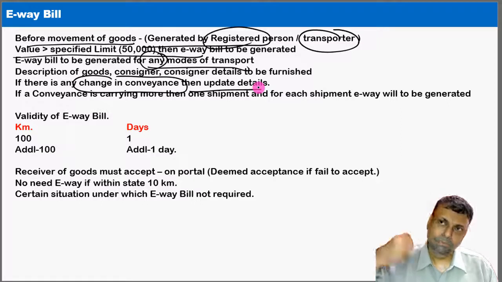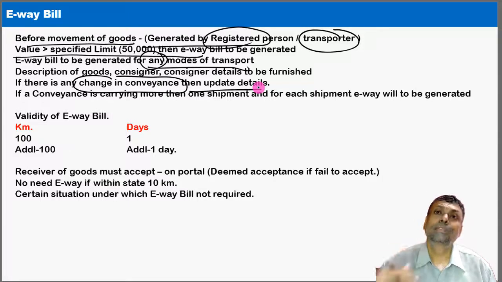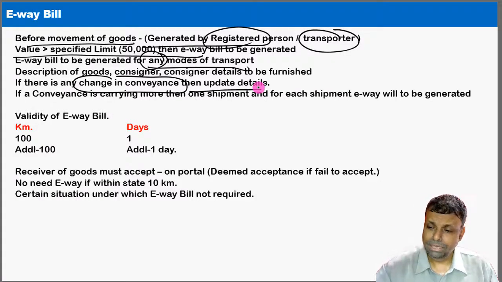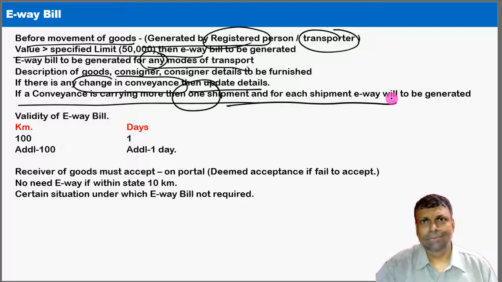For example, your goods are going in one truck, something goes wrong with that truck, and now you are changing the conveyance. So the data has to be updated, and that updating of the data in the GST portal has to be carried out. And if one conveyance is carrying more than one shipment, for each shipment there has to be an e-way bill. That's a very natural thing.